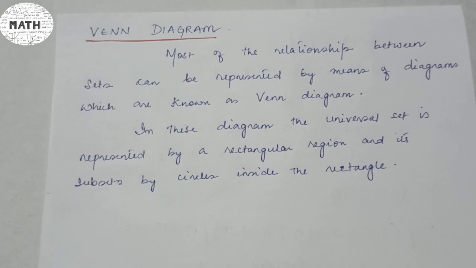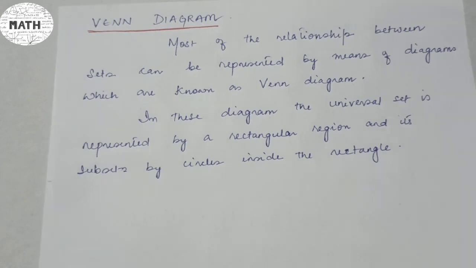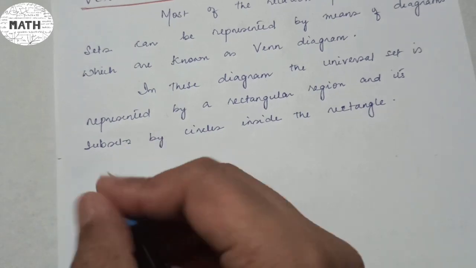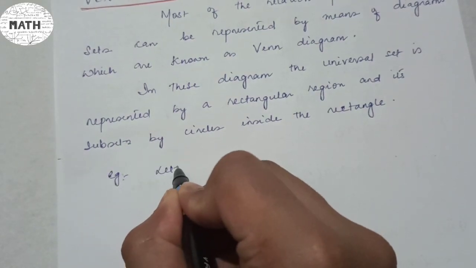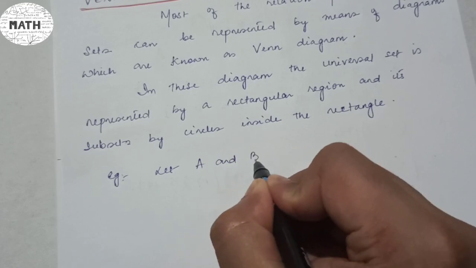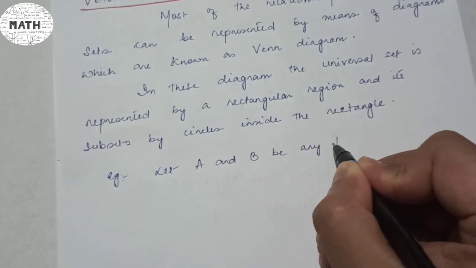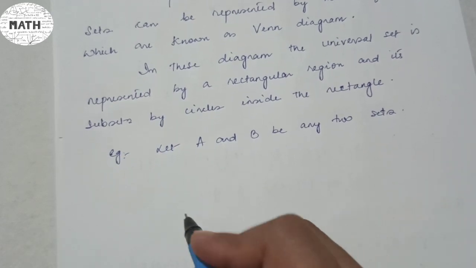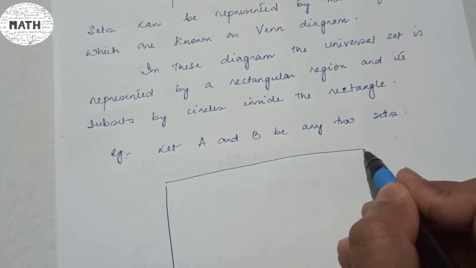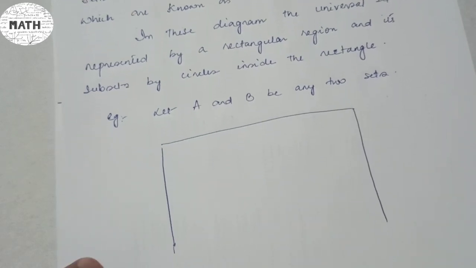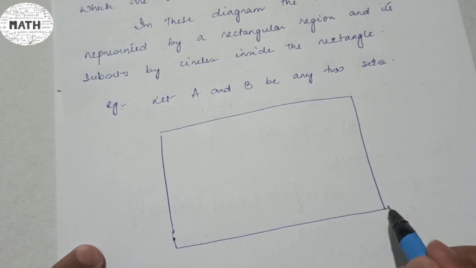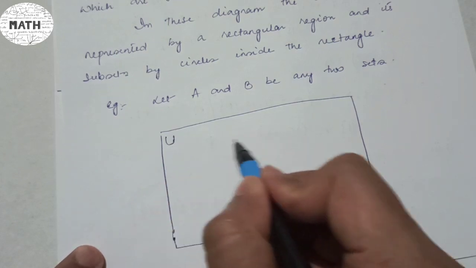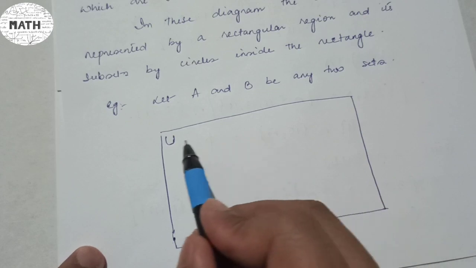This Venn diagram is important for every order of your set, okay? So you can draw different diagrams. So let me just show you how to draw the diagram. Let me give an example. Let A and B be any two sets, and U is a universal set, so I have to draw a rectangle first. So that's your rectangle. Whatever we are drawing inside the rectangle all belongs to your universal set.